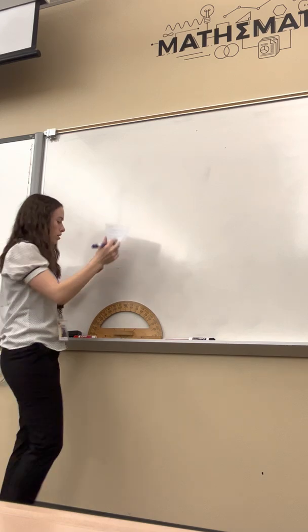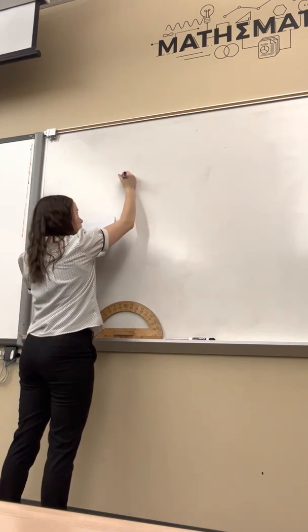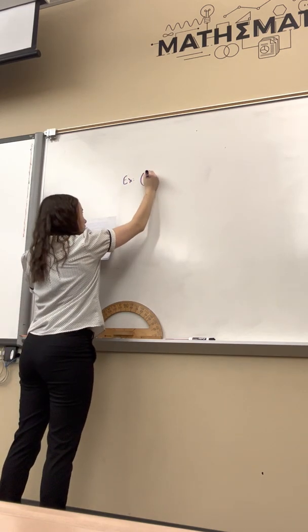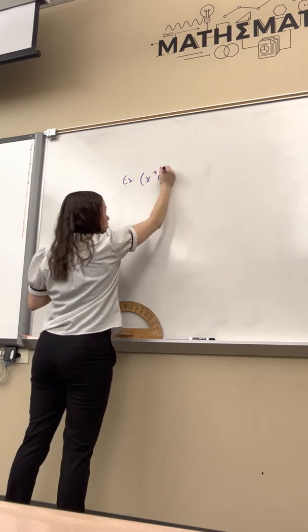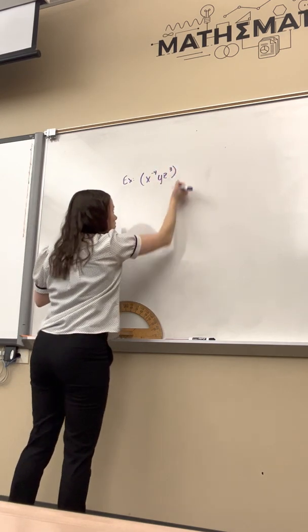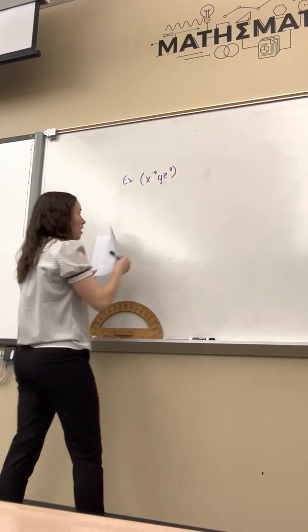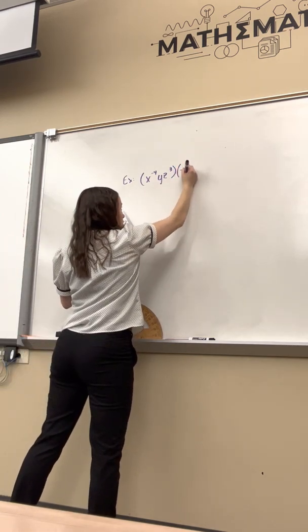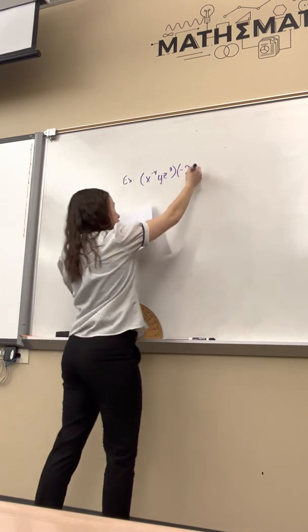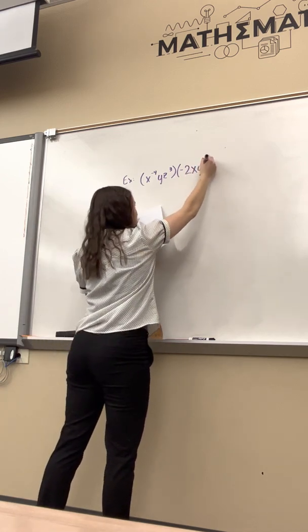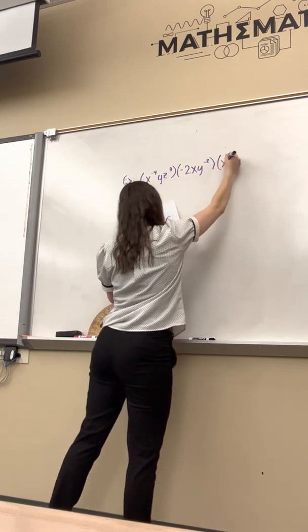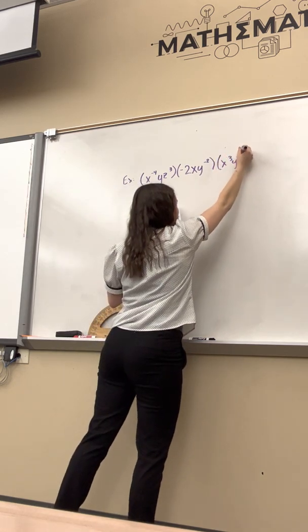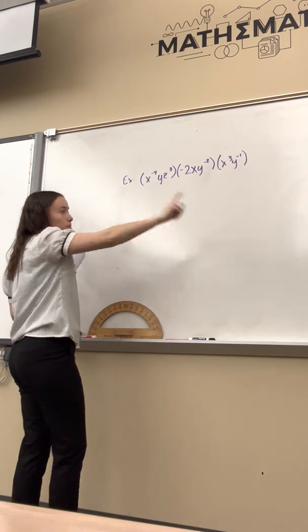Okay, the next one is really lengthy. We have x to the negative 4th, yz cubed. I believe this one is in your diagnostic if you want to find it. Negative 2x, y to the negative 2. And then x cubed, y to the negative 1. So there's a lot of multiplication happening.